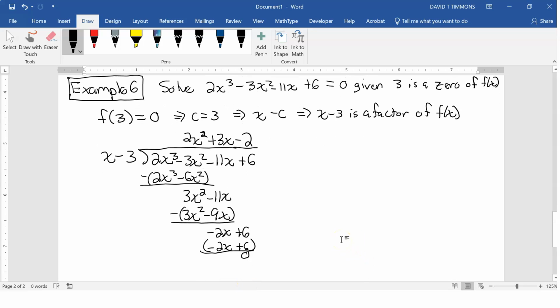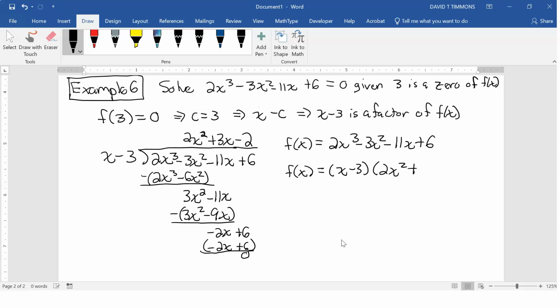And that's important because now what it means is that we can take our dividend, f of x is 2x cubed minus 3x squared minus 11x plus 6, and write it as a product of factors. One being the divisor, x minus 3, the other being the quotient.